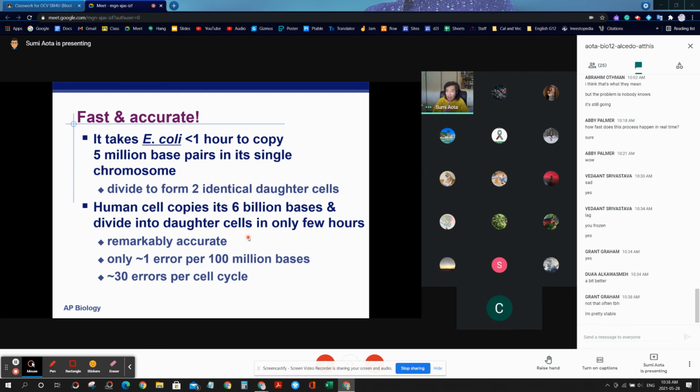Okay? And that's why, if you think back to Mendel, we are diploid organisms. Even with an error rate of 30 errors per cycle, even if you get a mutation, usually mutations are going to be recessive. They're not dominant. And since you have 2 copies of every gene in your body, if one goes off, you have the other one that can basically cover for it. It's the advantage of being a diploid organism.